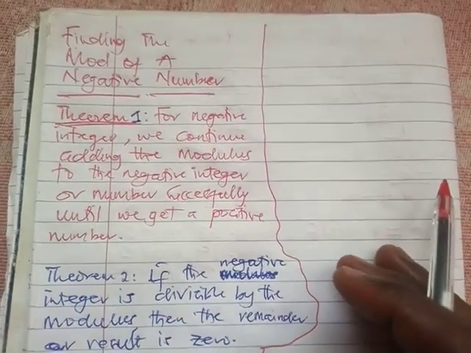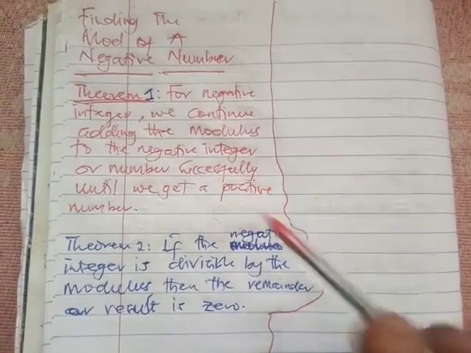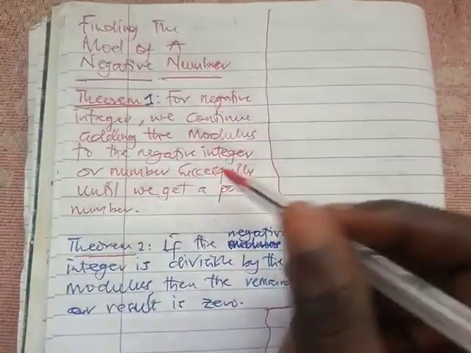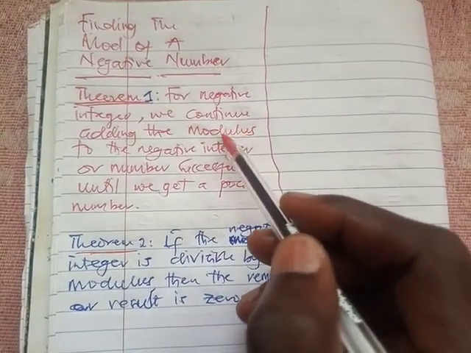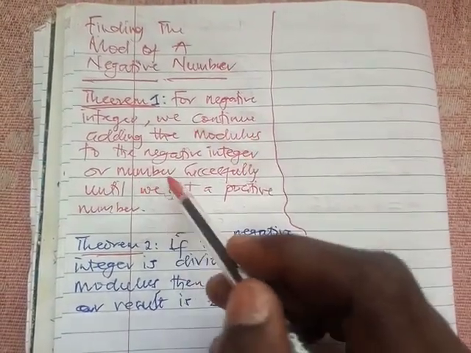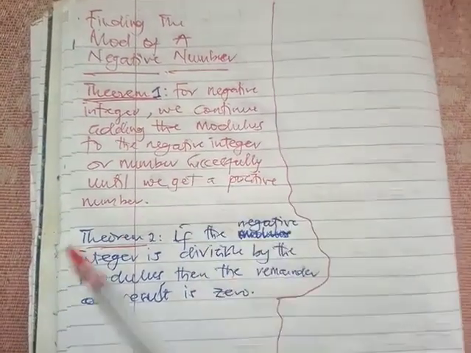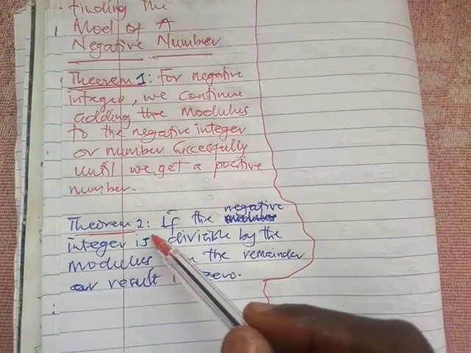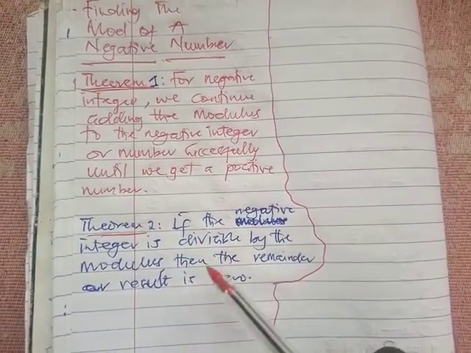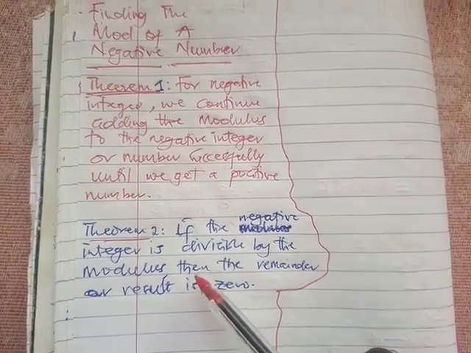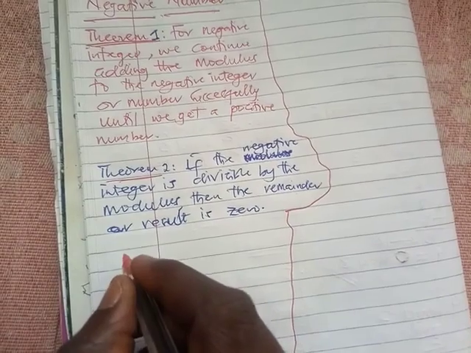Now, finding the mod of a negative number. So for negative numbers too, let's look at how we can understand this. For negative integers, we continue adding the modulus to the negative integer successively until we get a positive number. It's simple. Now the next term is, if the negative integer is divisible by the modulus, then the remainder or result is 0. So let's look at another theorem.